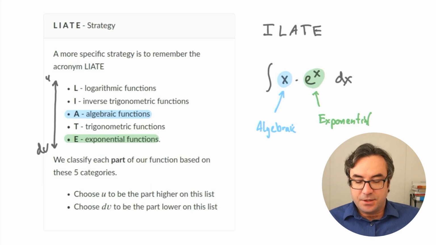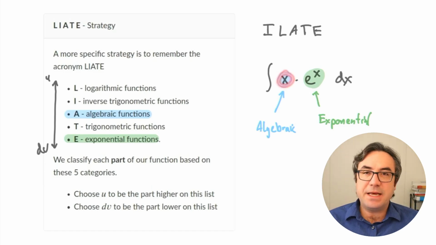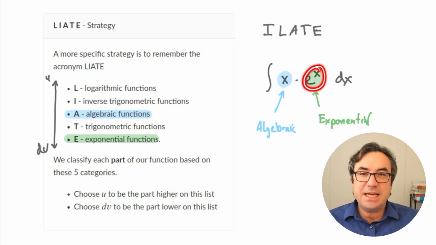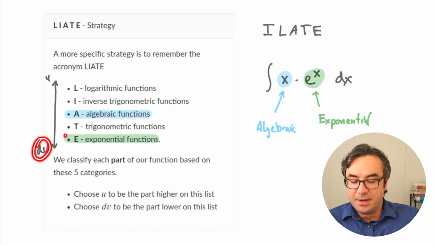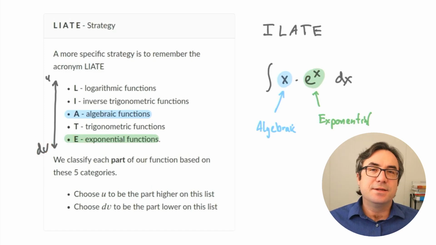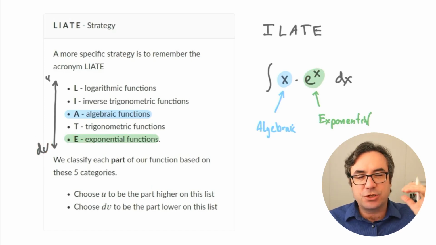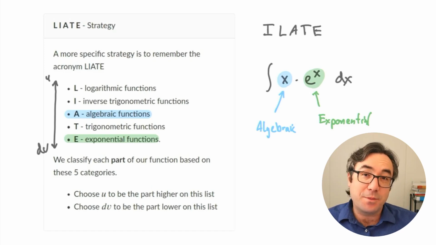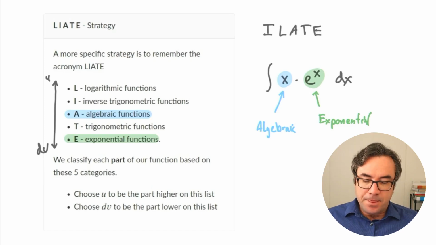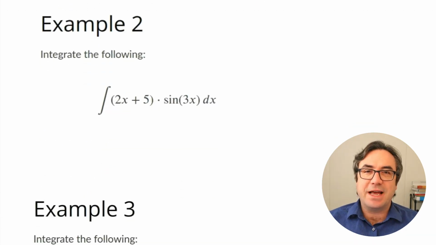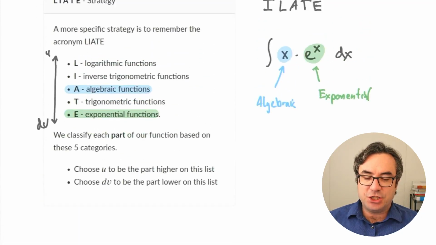So in our case, we picked x to be our u because that was higher up. And then we picked e to the x to be our dv because that was further down. So this is just another way to help remember how to choose the different parts of your function for the formula. All right, so we're going to try a few more examples in class just to get the practice for this. But we want to keep this strategy in mind.